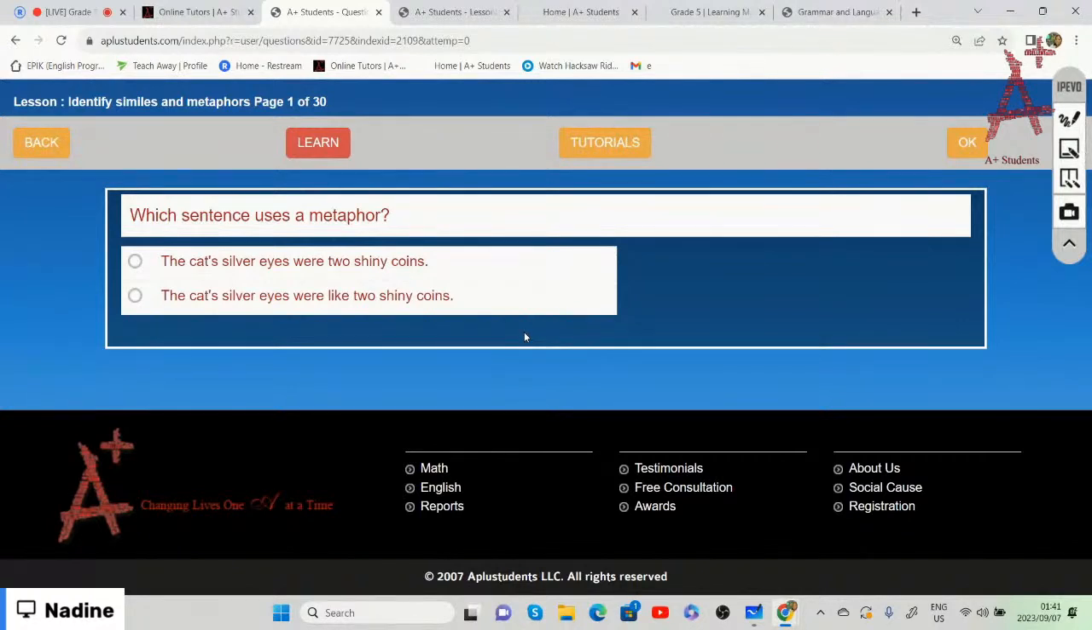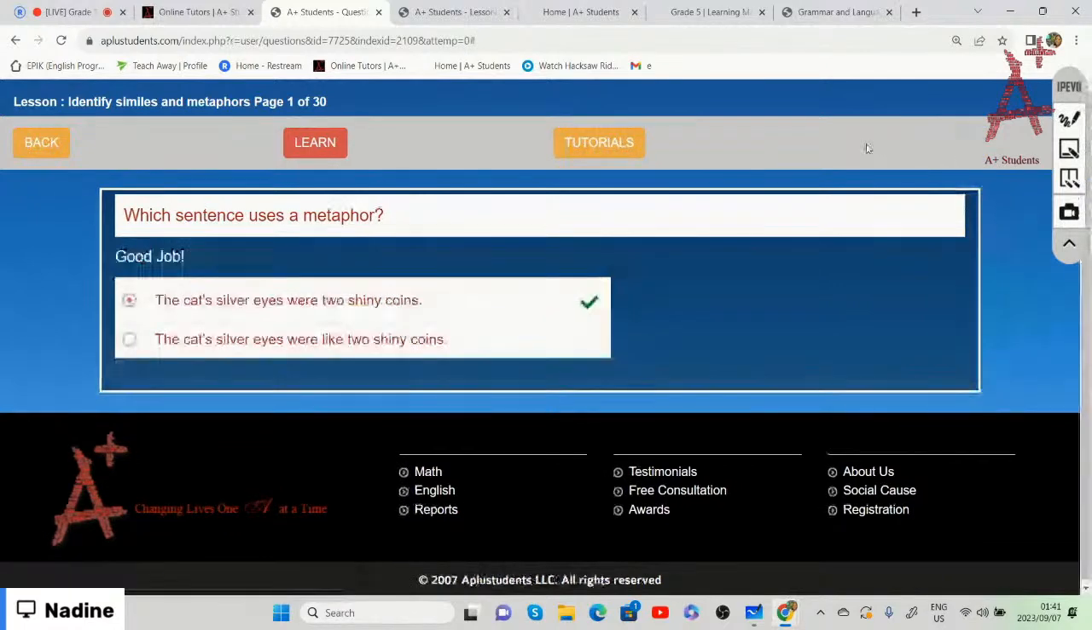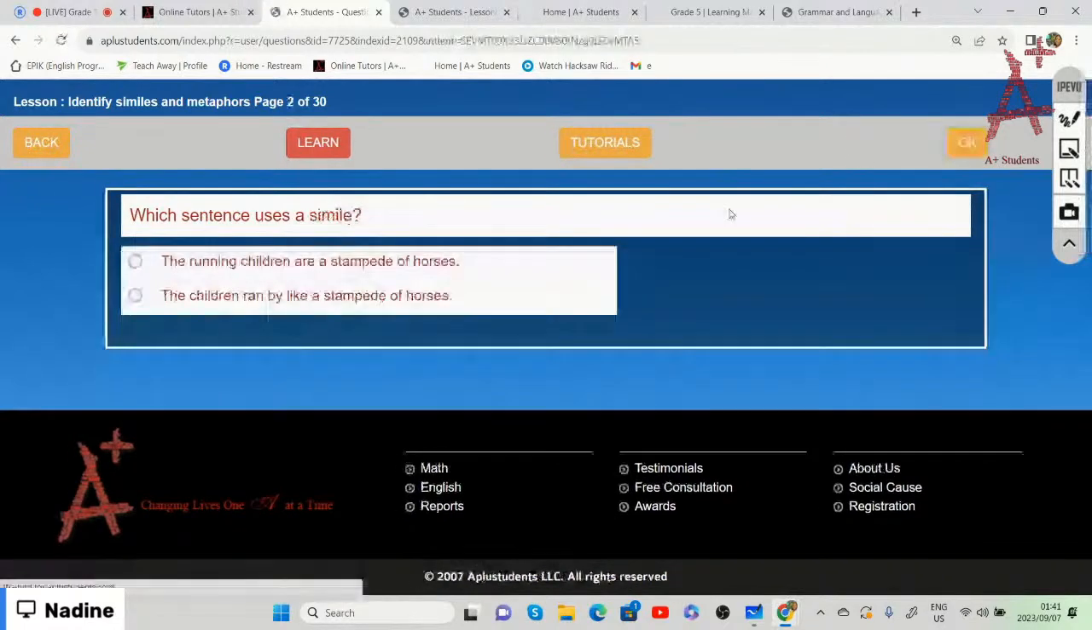So the word like in the sentence tells us it is a simile, which means that we will go with the second option, the silver eyes like two shiny coins, which uses a simile.